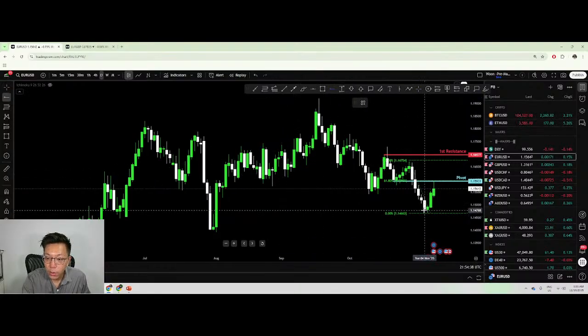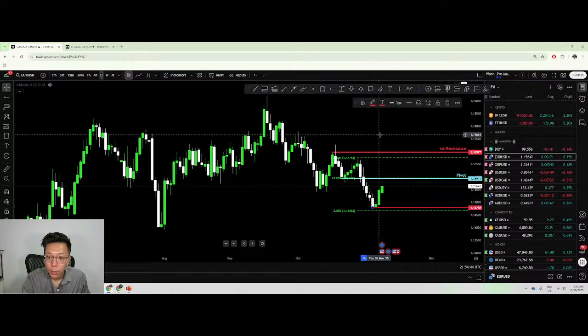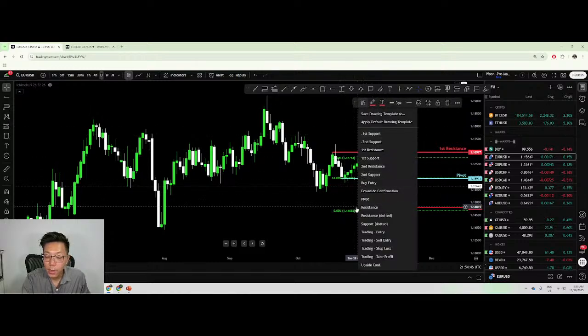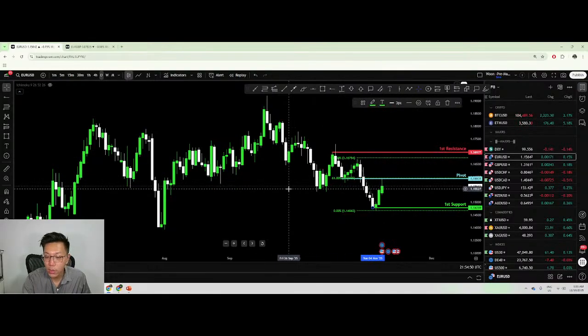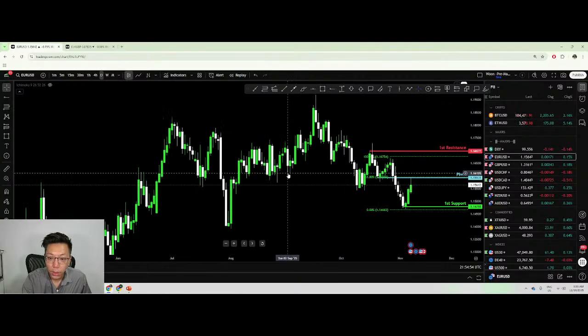Then of course, for our support, we will place this level as our first support area, because it is a swing low support level. Alright, I think it is pretty straightforward for this.